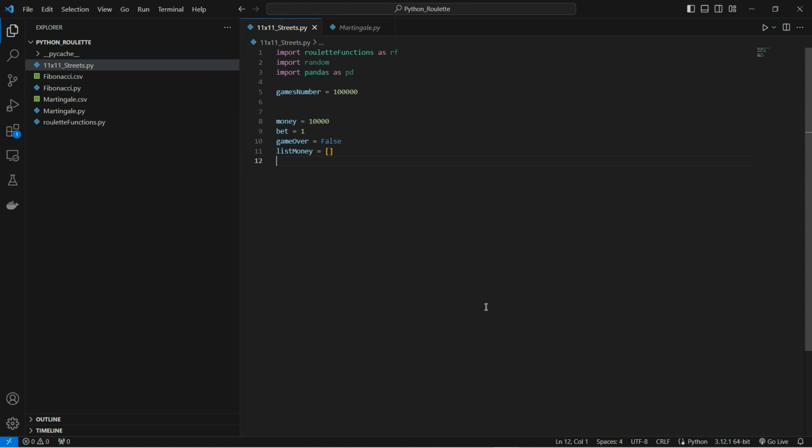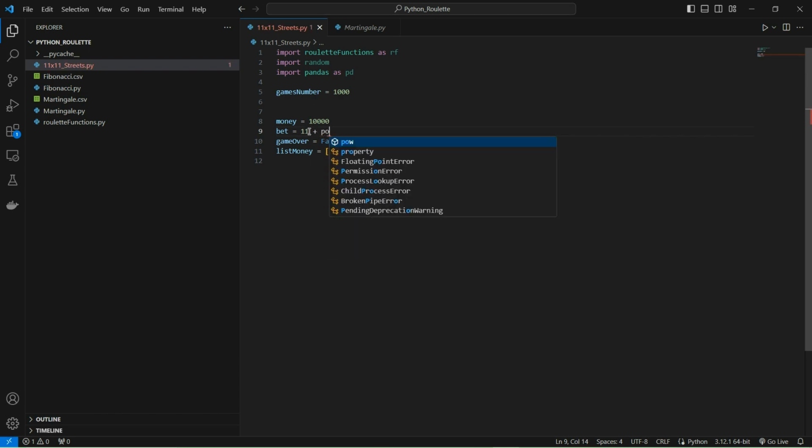For this strategy I don't need the bettings list from the martingale file because I will bet on streets. A street is a group of three numbers on the roulette table. The number of games is going to be 1000, and then the bet. The first time I play it will be 11 euros.